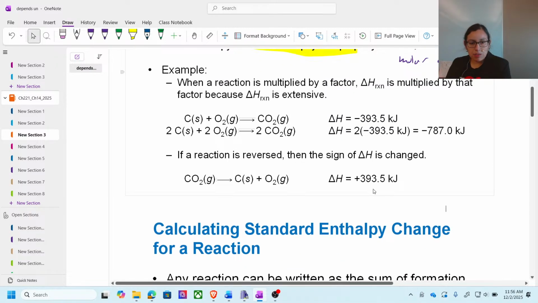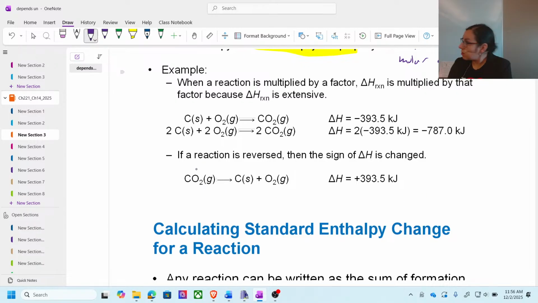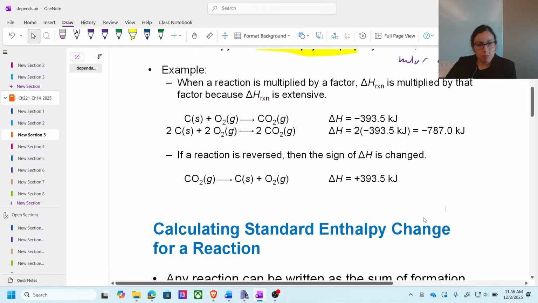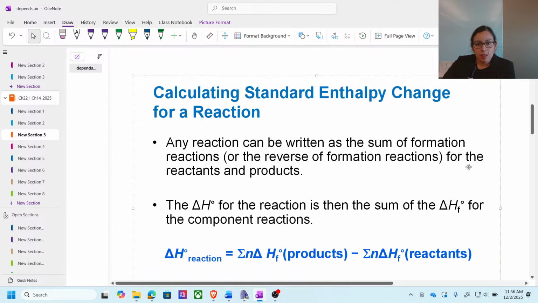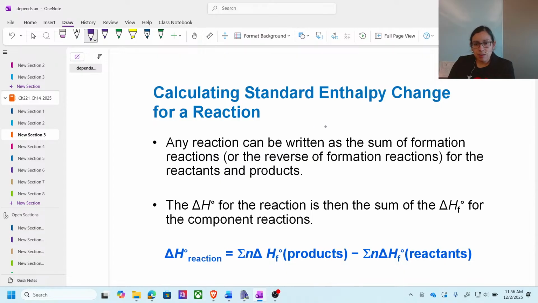And like we mentioned previously, this is going to follow mathematically. So you flip the direction, and then our sign is changed. So the dissociation of CO2 back to carbon and oxygen is positive then. So these will be good principles. And so this also means that we can write any reaction as the sum of formation reactions, or reverse.